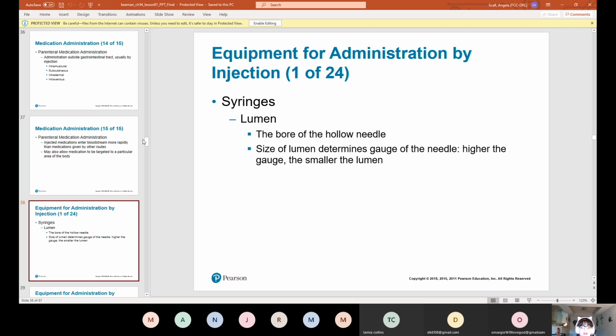Now we're going to start talking about the syringe. I'm going to put a couple of diagrams on Teams that I'd like y'all to take a look at, okay? Syringes, we're going to learn the parts of them. The lumen is the bore of the hollow needle. The lumen size determines the gauge. And a lot of people get confused by gauges.